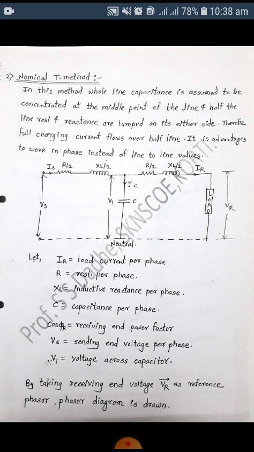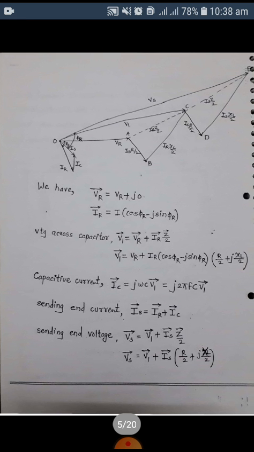Now by referring to this circuit representation of nominal T method, we can draw the phasor diagram for this method. To draw the phasor diagram, we take phi R as a reference phasor, and by considering that receiving end voltage as a reference phasor, we will draw the phasor diagram. Now this is the phasor diagram for this method, in which phi R is taken as reference phasor.